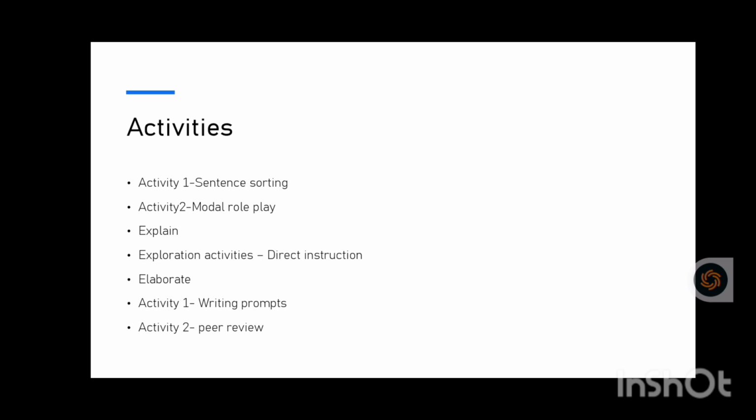Activity 1 is sentence sorting. You can provide students with a mixed list of sentences using modals and non-modals. In pairs, students will sort the sentences into two categories, that is modal and non-modal. Then discuss as a class why certain sentences are categorized as modal. This is the first activity, and the second activity is modal role play.